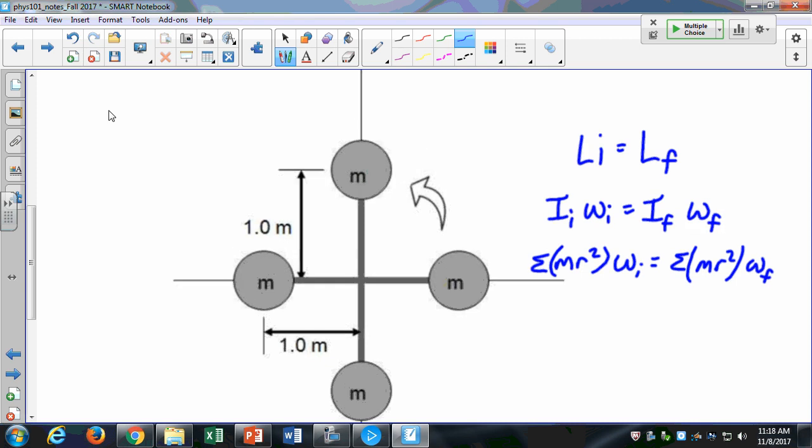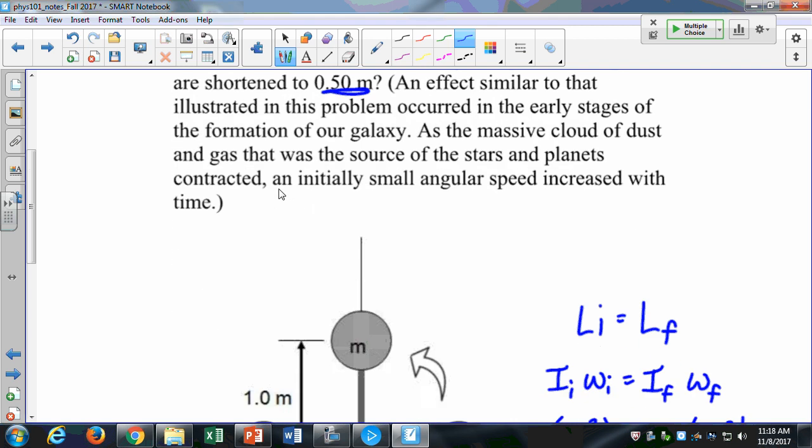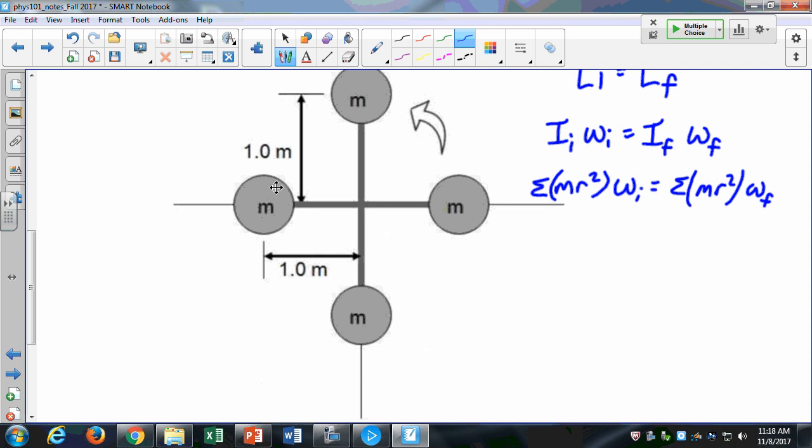The masses of these guys were... What is the mass? Well, turns out it doesn't really matter, so I'll just leave the mass out. Actually, you can see that here, because the masses just cancel. That is really all that's important, since we have the same mass from beginning to end, is that the distribution of the mass is changing. So I have r squared, which is going to be 1 meter squared, times 4, because there are 4 of them, times omega I, which was 2 revolutions per second.